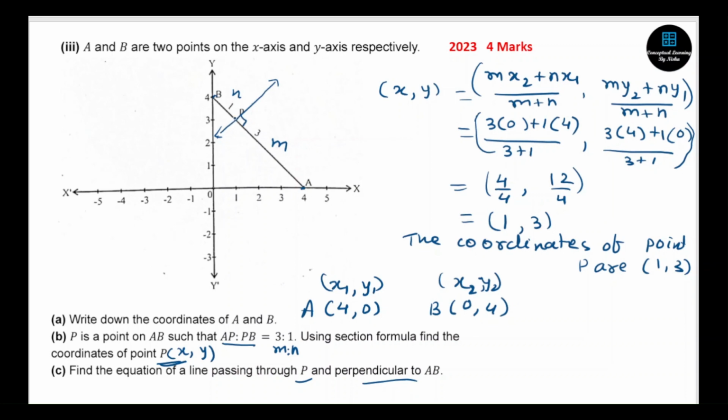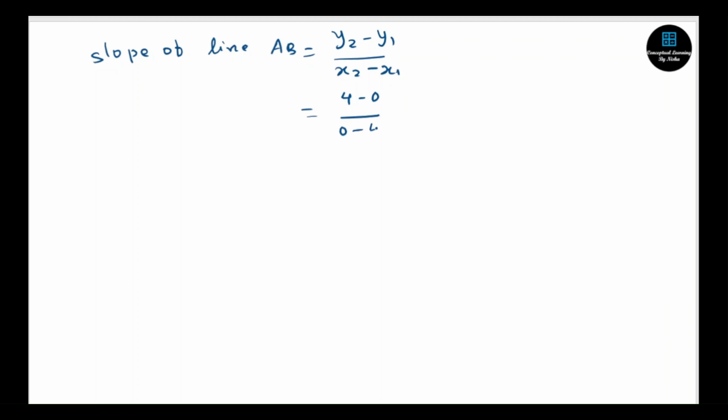Now we know that the product of the slopes of perpendicular lines is -1, and we have to use that over here. So first of all, I'll find the slope of AB. So the slope of line AB is nothing but y2 minus y1 upon x2 minus x1. And what do we get? y2 is 4 minus 0, over 0 minus 4, and you will get slope -1.